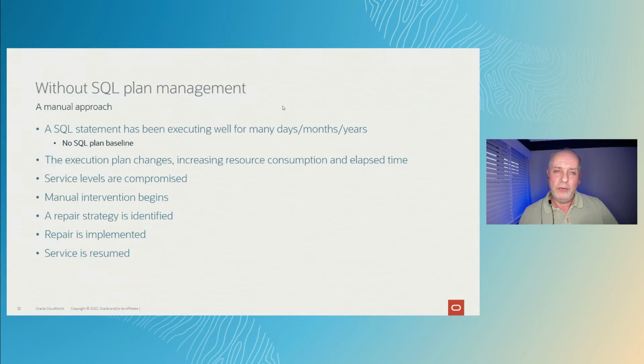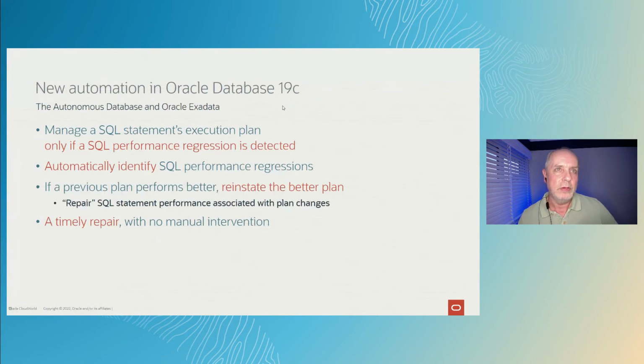And so why don't we think about removing the manual aspects of this and look at delivering something like this more automatically, something that requires no intervention. So this is what is behind the autonomous database features, Exadata features as well, where we have automatic SQL plan management. So here we're going to manage a SQL statement's execution plan only if a performance issue has been established. So in other words, we're not creating or capturing SQL plan baselines in advance. We are essentially creating them as needed, rather like that manual approach.